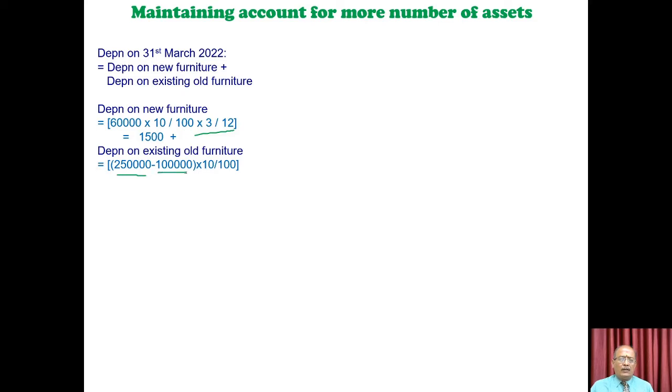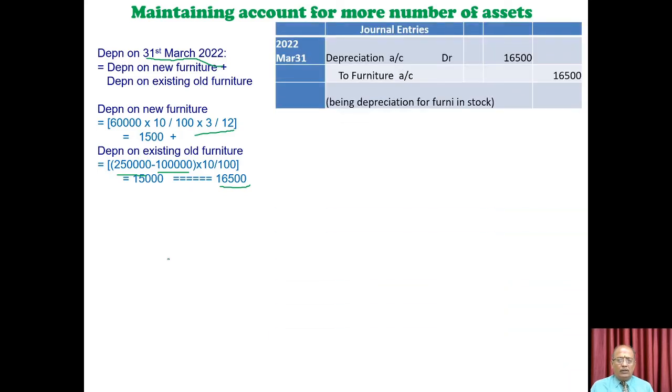Of that, 1 lakh amount was disposed of as given in the problem. So the remaining amount is 1,50,000. For that we have to give 10% depreciation. So that would be 15,000. So totaling to 16,500, it will be the depreciation on 31st March. Right? Now, see, this is the journal entry. So depreciation account debit to furniture account. So 16,500. The 16,500 is calculated as shown in these workings.